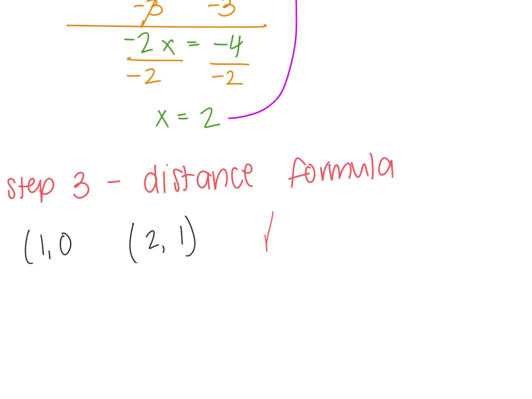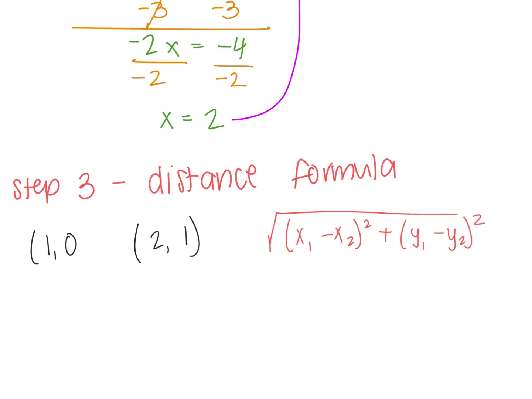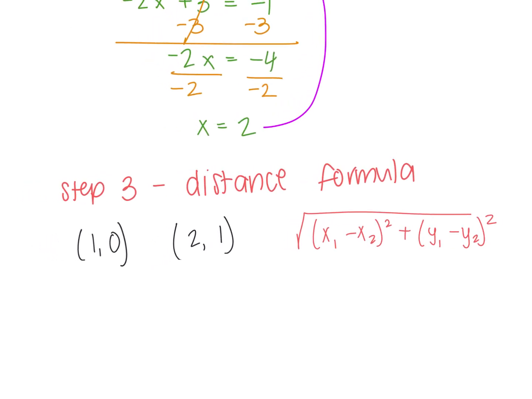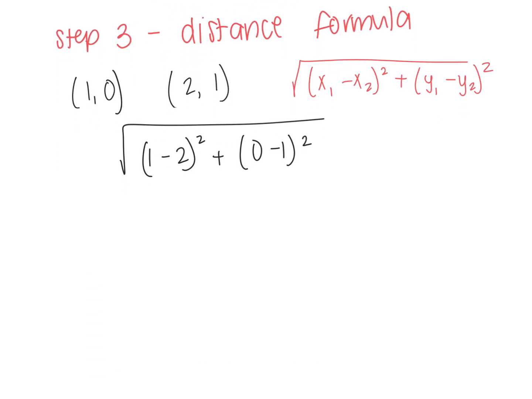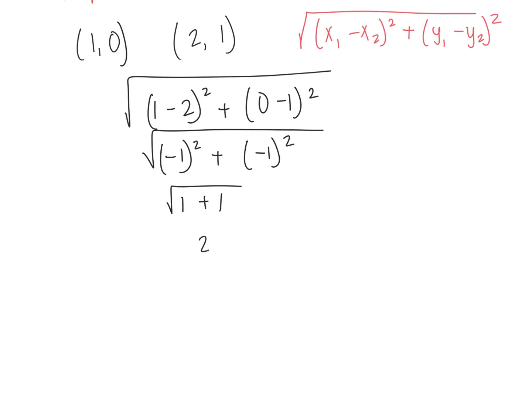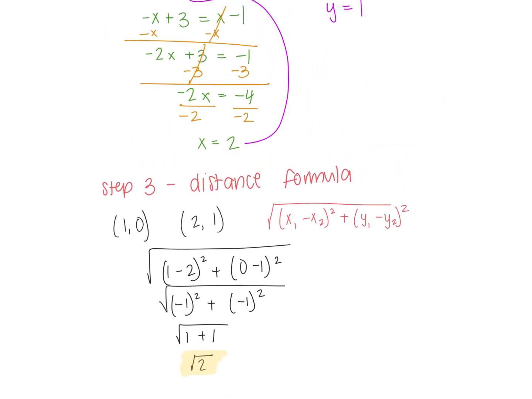So the distance formula, x1 minus x2 squared plus y1 minus y2 squared. Plugging in, I'm going to have 1 minus 2 squared plus 0 minus 1 squared. What's 1 minus 2? Good. Negative 1. And this is also negative 1. What's negative 1 squared? 1 plus 1. And what's 1 plus 1? 2. Can I simplify this? No, this would be my answer.